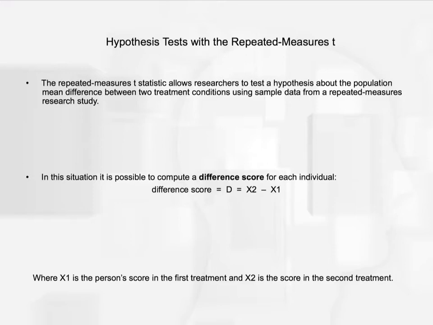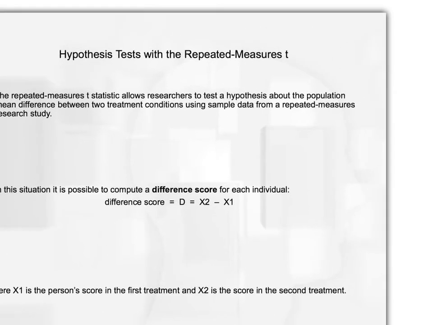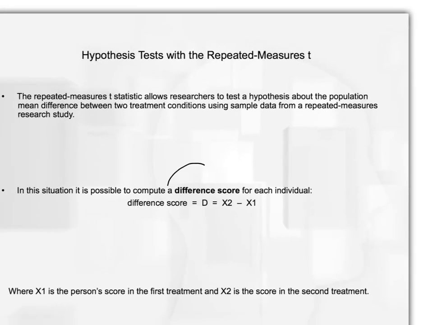So for each person in the group, we compute a difference score. We designate one measurement as the second and another as the first, and we compute a difference score by subtracting the scores in the first measurement or in the first treatment condition from the scores in the second treatment condition for each individual.